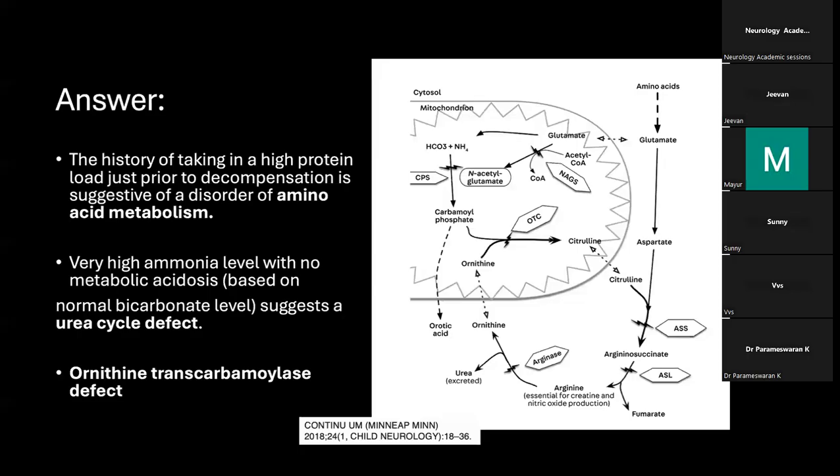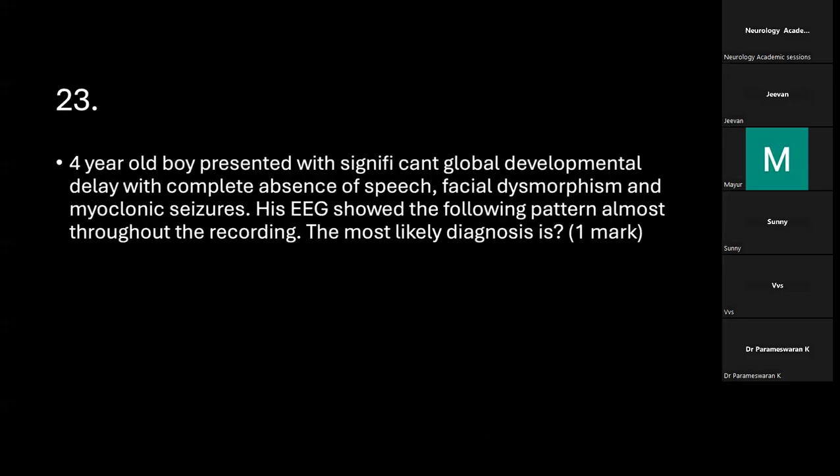Question number 23, a 4-year-old boy with significant global developmental delay, complete absence of speech, and facial dysmorphism has this characteristic EEG pattern, which is showing a frontally dominant notched delta pattern, which is characteristic of Angelman syndrome. The facies of the child also gives the clue to the diagnosis.